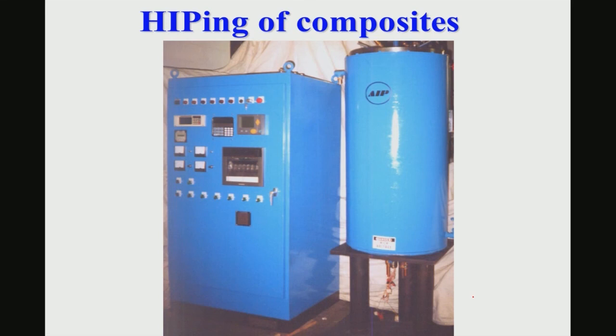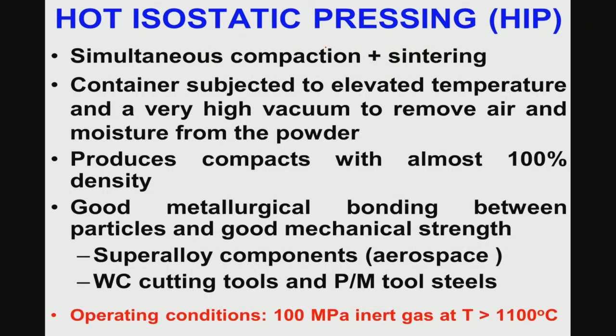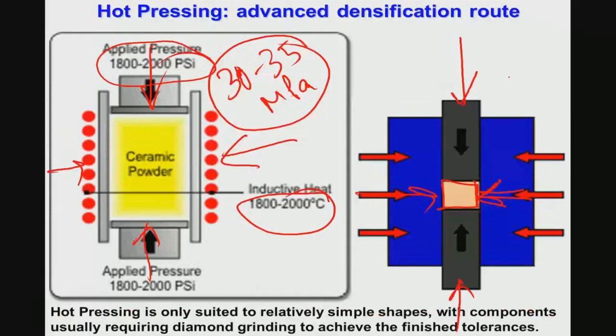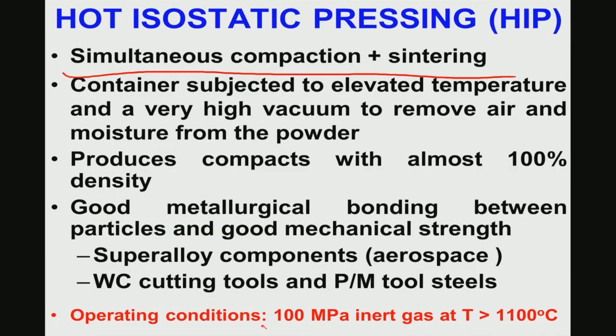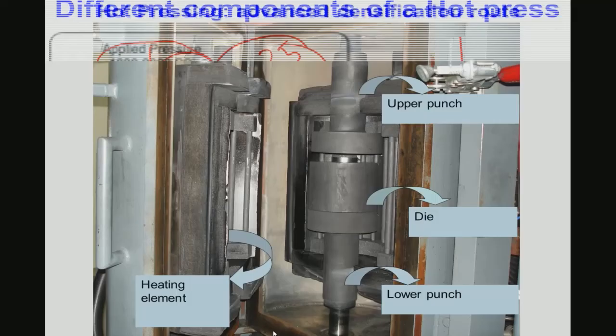This is the American isostatic press, AIP, which stands for American Isostatic Press, who manufactures this kind of hot isostatic pressing. So, essentially the concept that is used is simultaneous compaction and sintering, and here the container is subject to elevated temperature and a very high vacuum to remove air and moisture from the powder, and operating conditions like 100 to 200 MPa inert gas like argon, and temperature of more than 1100 degrees Celsius.